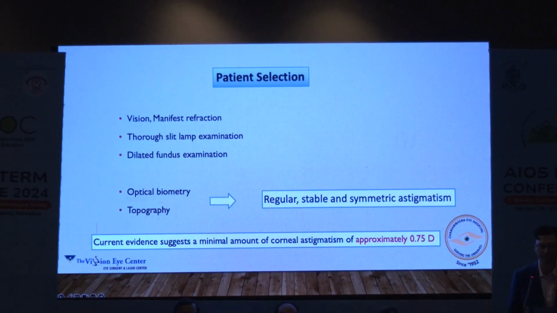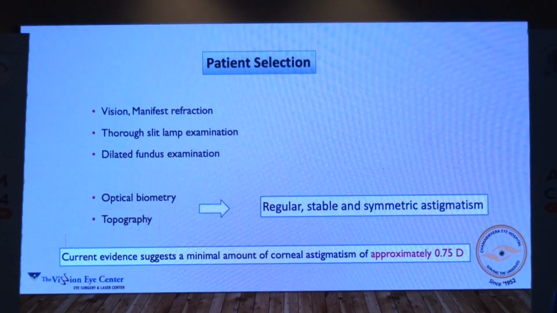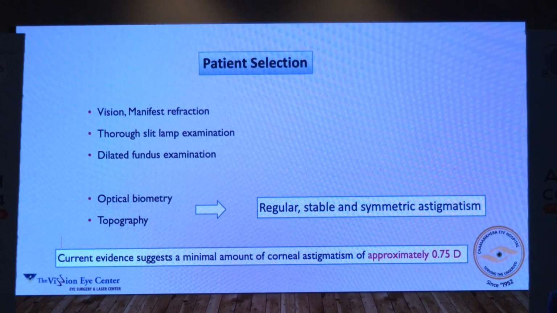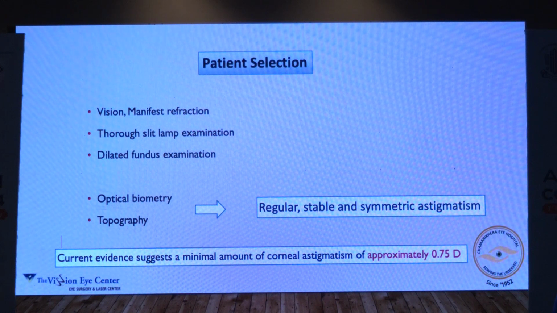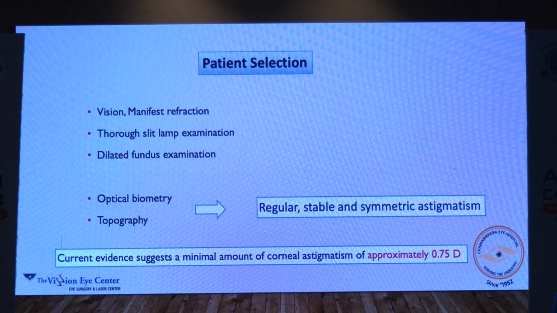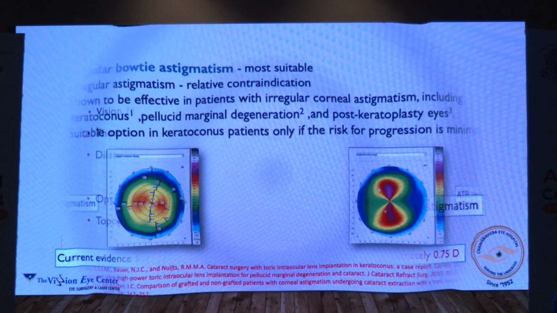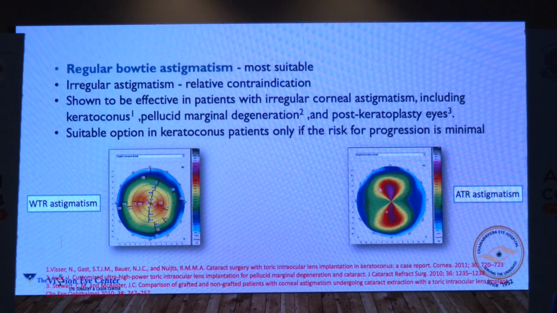You have to go methodically. Vision, manifest refraction, a thorough slit lamp examination, dilated fundus examination, optical biometry, a topography. It should be regular, stable, and symmetric. Current evidence suggests that a minimal amount of corneal astigmatism of approximately 0.75 is to be corrected. So as sir was mentioning before, if you have a regular bow tie astigmatism, that is going to be the most suitable. An irregular astigmatism is a relative contraindication.